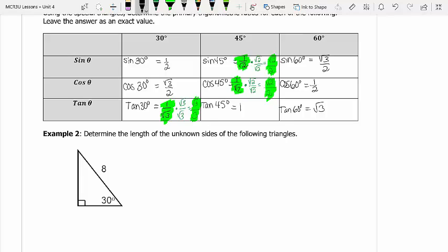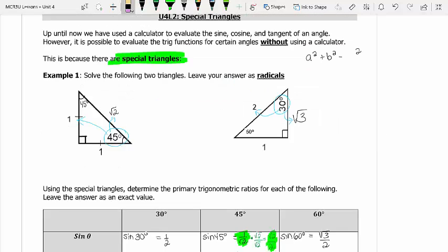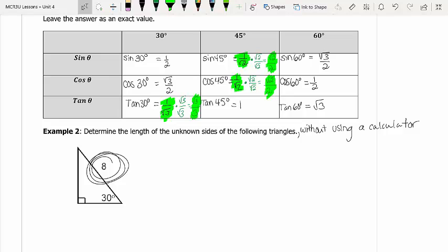And I should have added in there without using a calculator. Okay, so as soon as you see that without using a calculator piece, that means you should be using your special triangles. Okay, but when you look at this, you're thinking, which special triangle has a hypotenuse length 8? We don't have a special triangle whose hypotenuse is length 8.